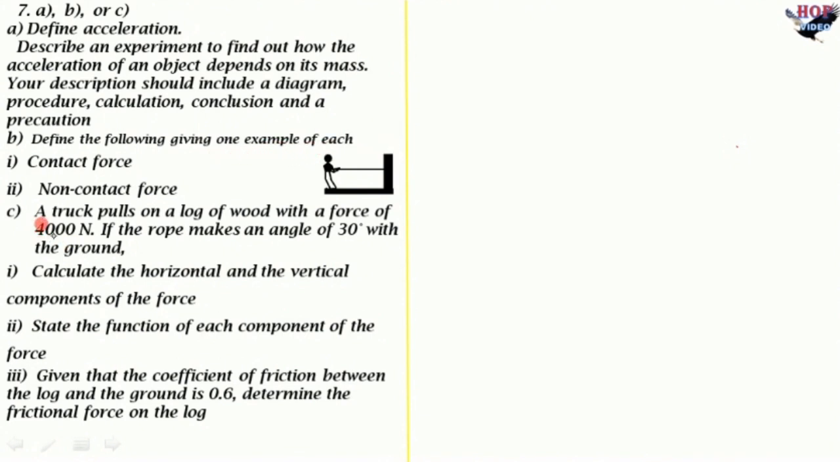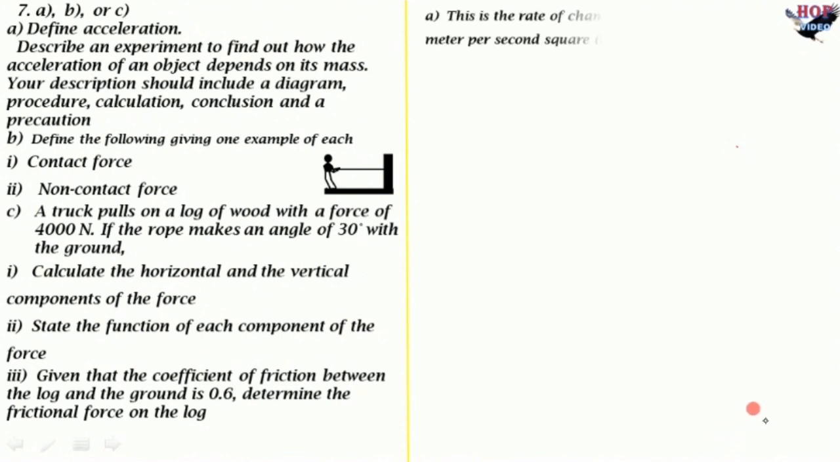The C part: a truck pulls on a log of wood with a force of 4,000 Newton. If the log of wood makes an angle of 30 degrees with the ground, calculate the horizontal and vertical components of the force. Given that the coefficient of friction between the log of wood and the ground is 0.6, determine the frictional force on the log.